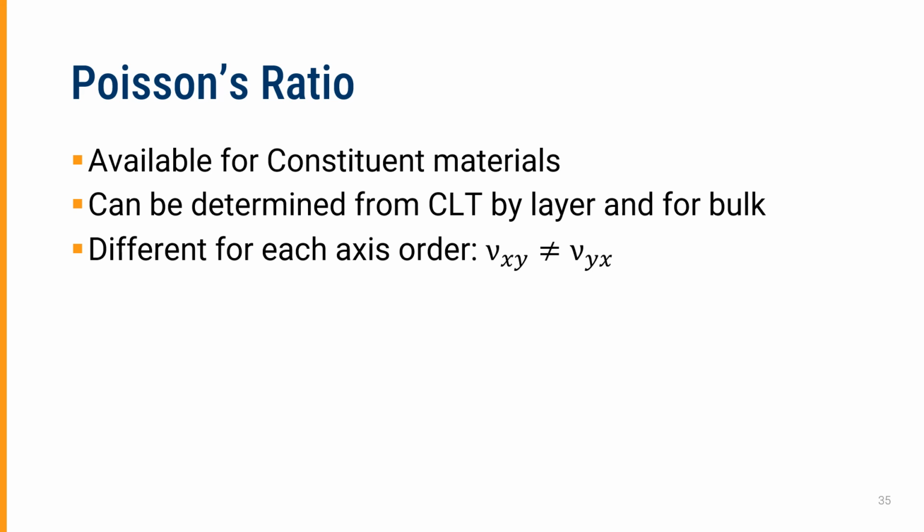Poisson's ratio is also available. It's available for new constituent materials. We can determine it for layers using classical lamination theory, and that's by layer, and for bulk. It's also different for each axis, direction, or order.